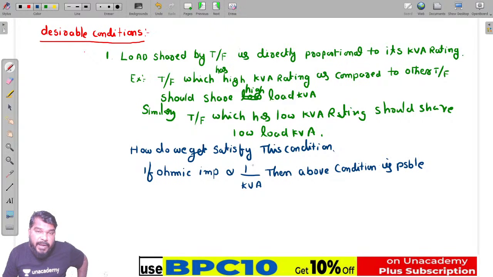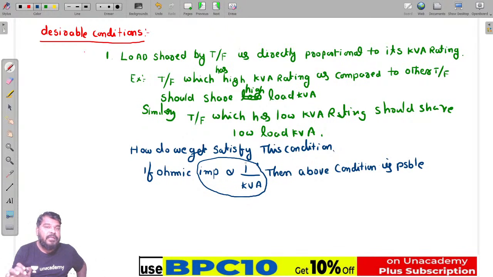Suppose it is not possible, then what will happen here? One transformer is operated in the overloaded portion and one transformer is operated in the underloaded portion, which is undesirable. That's why it is called the desirable condition of the parallel operation. This is condition 1.